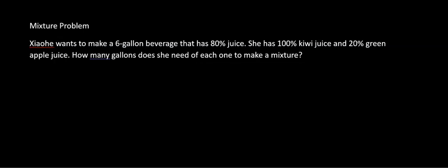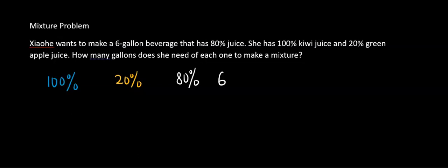Welcome to another mixture problem in Chapter 7. 小何, that's a Chinese name, wants to make a 6-gallon beverage that has 80% juice. She has 100% kiwi and 20% green apple juice. Let's write down 100% kiwi and 20% apple. We want to finally have 80% juice that has 6 gallons. All right, how many gallons does she need of each kind to make a mixture?